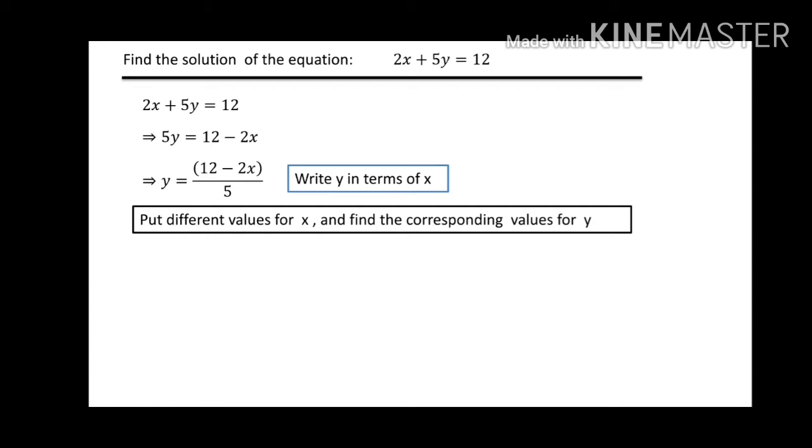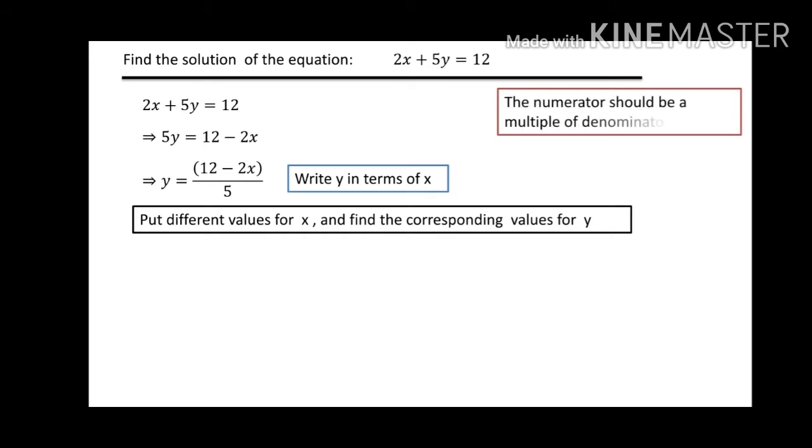Now see that here we have a fractional value, a numerator and a denominator. Always take such values of x such that we will get an integral value of y. That means it will be an integer. We don't get any fraction. So for this, what you have to do? We have to take the numerator in such a way that it should be divisible by the denominator. It should be a multiple of the denominator, we can say.